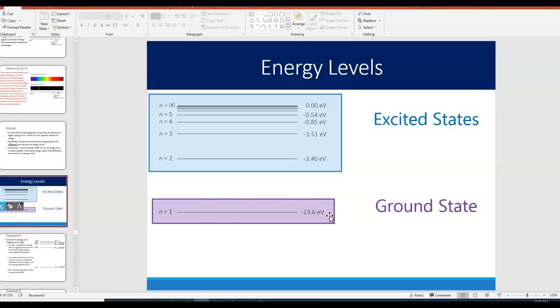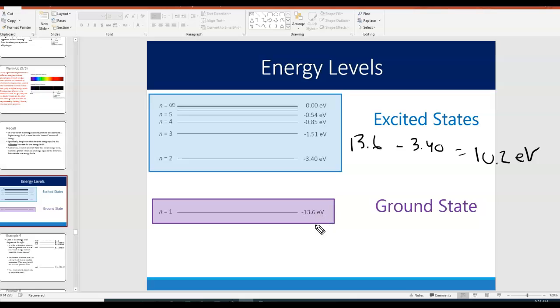So for example, the difference between n equals 1 and n equals 2 for hydrogen, we can see right away, just looking at the absolute value, would be 13.6 minus 3.4, which would be 10.2 electron volts. Now do pay attention to the units.